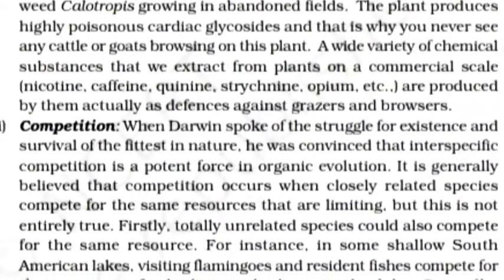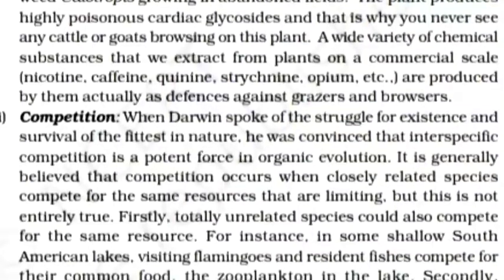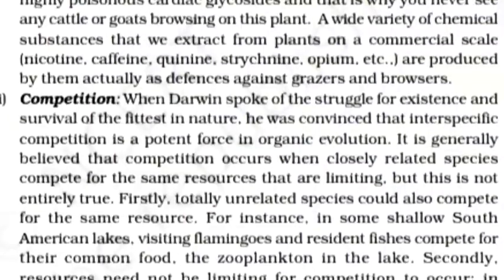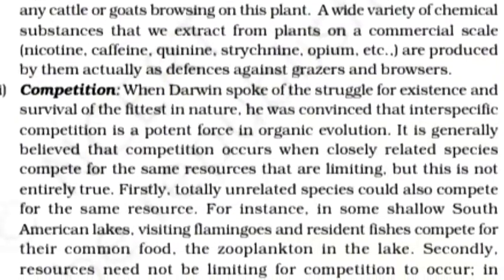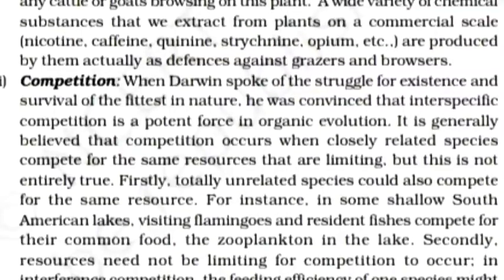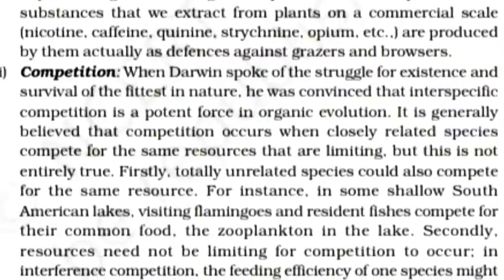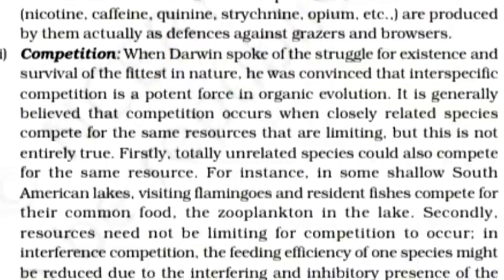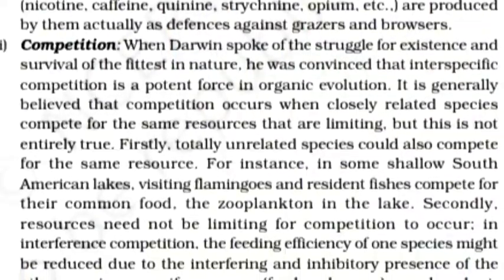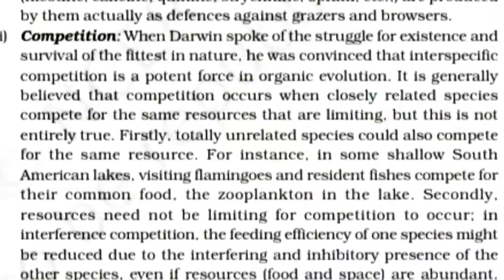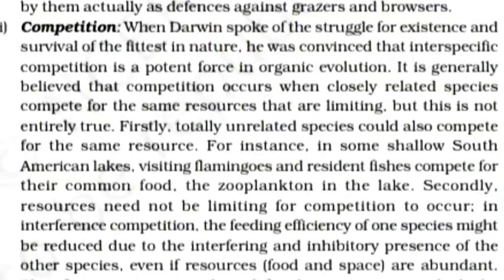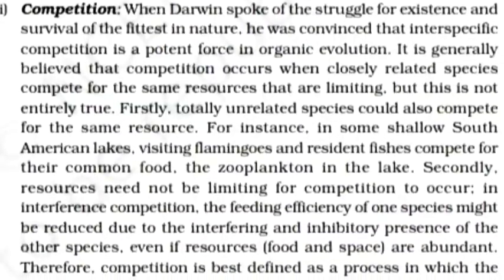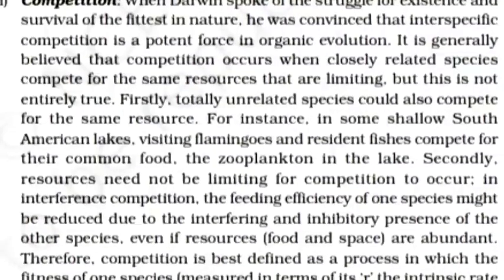To competition. When Darwin spoke of struggle for existence and survival of the fittest in nature, he was convinced that interspecific competition is a potent force in organic evolution. It is generally believed that competition occurs when closely related species compete for the same resources that are limiting, but this is not entirely true. Firstly, totally unrelated species could also compete for the same resource. For instance, in some shallow South American lakes, visiting flamingos and resident fishes compete for their common food, the zooplankton in the lake. Secondly, resources need not be limiting for competition to occur.